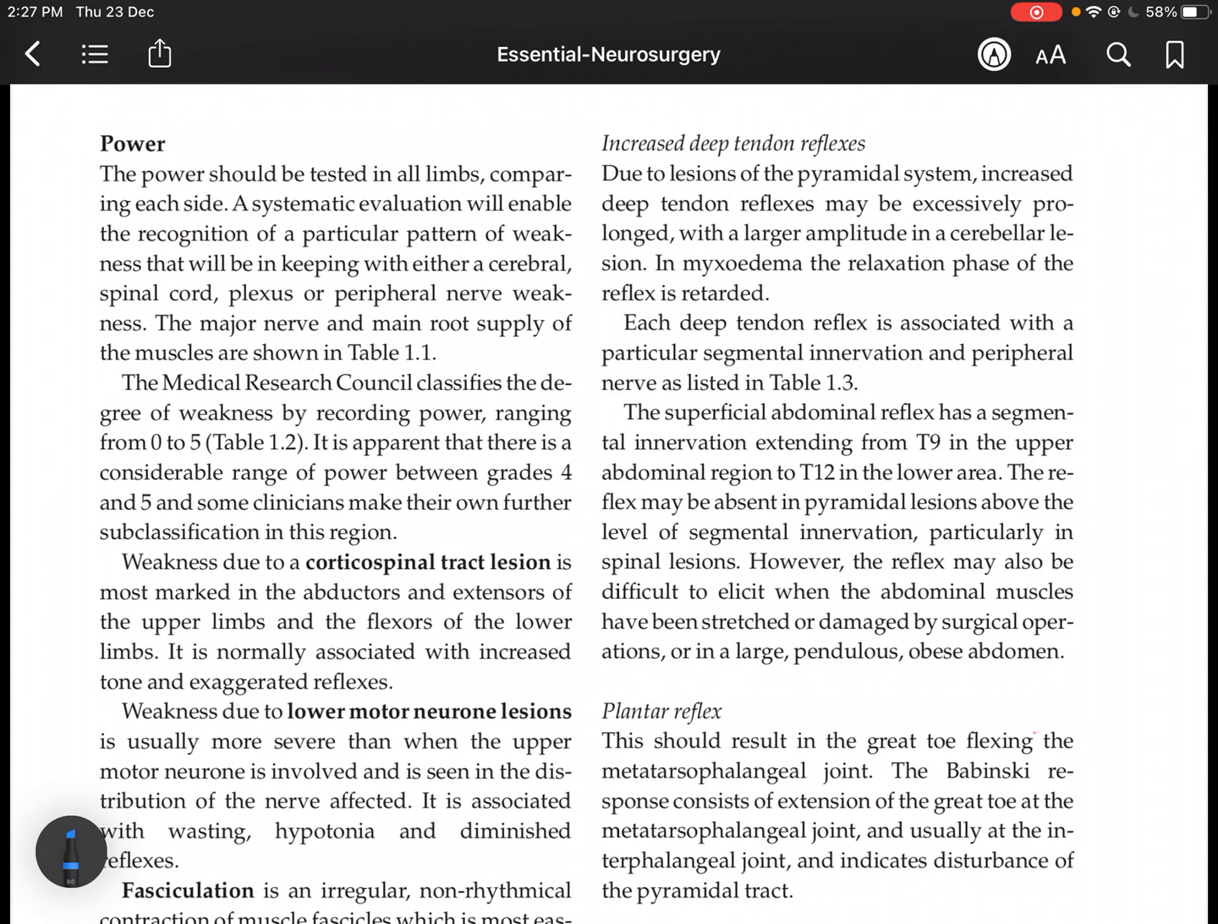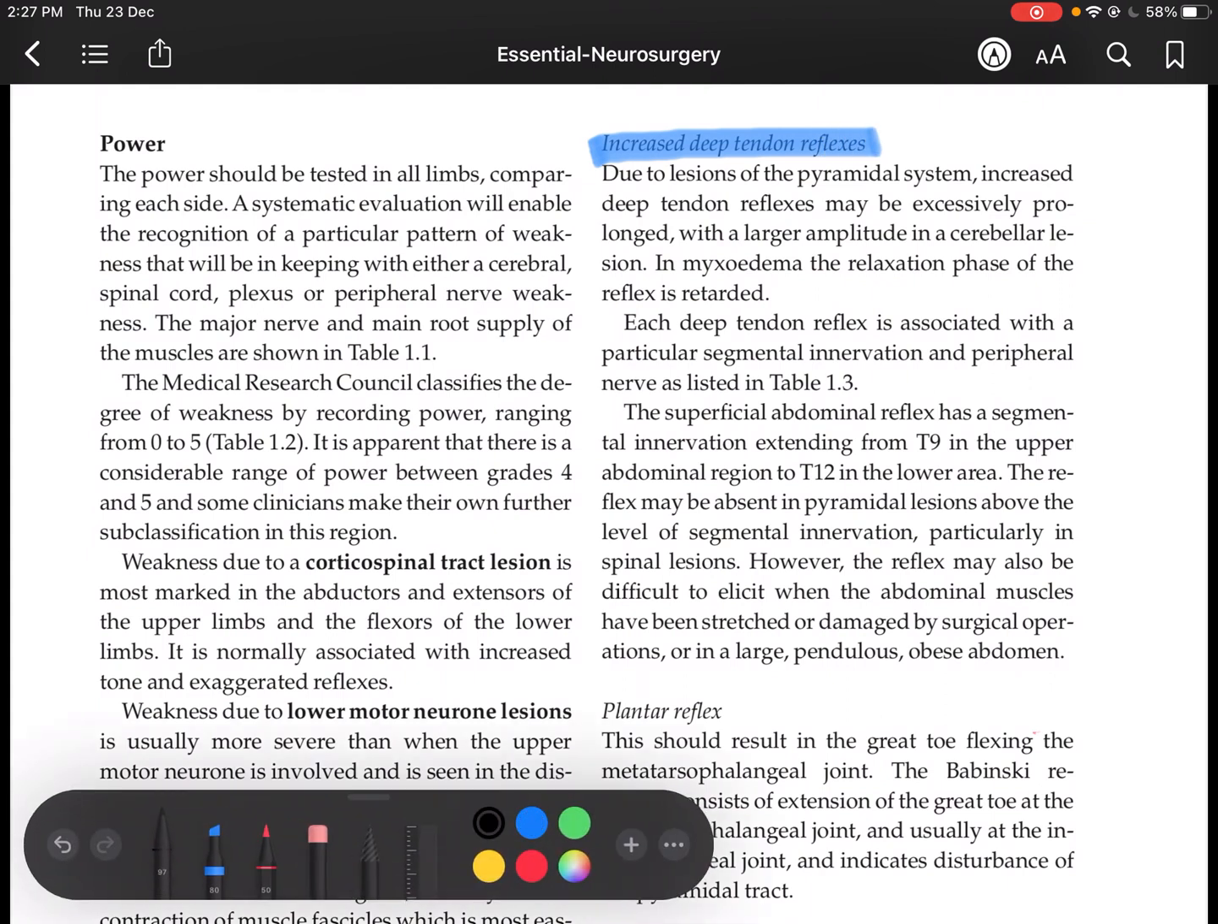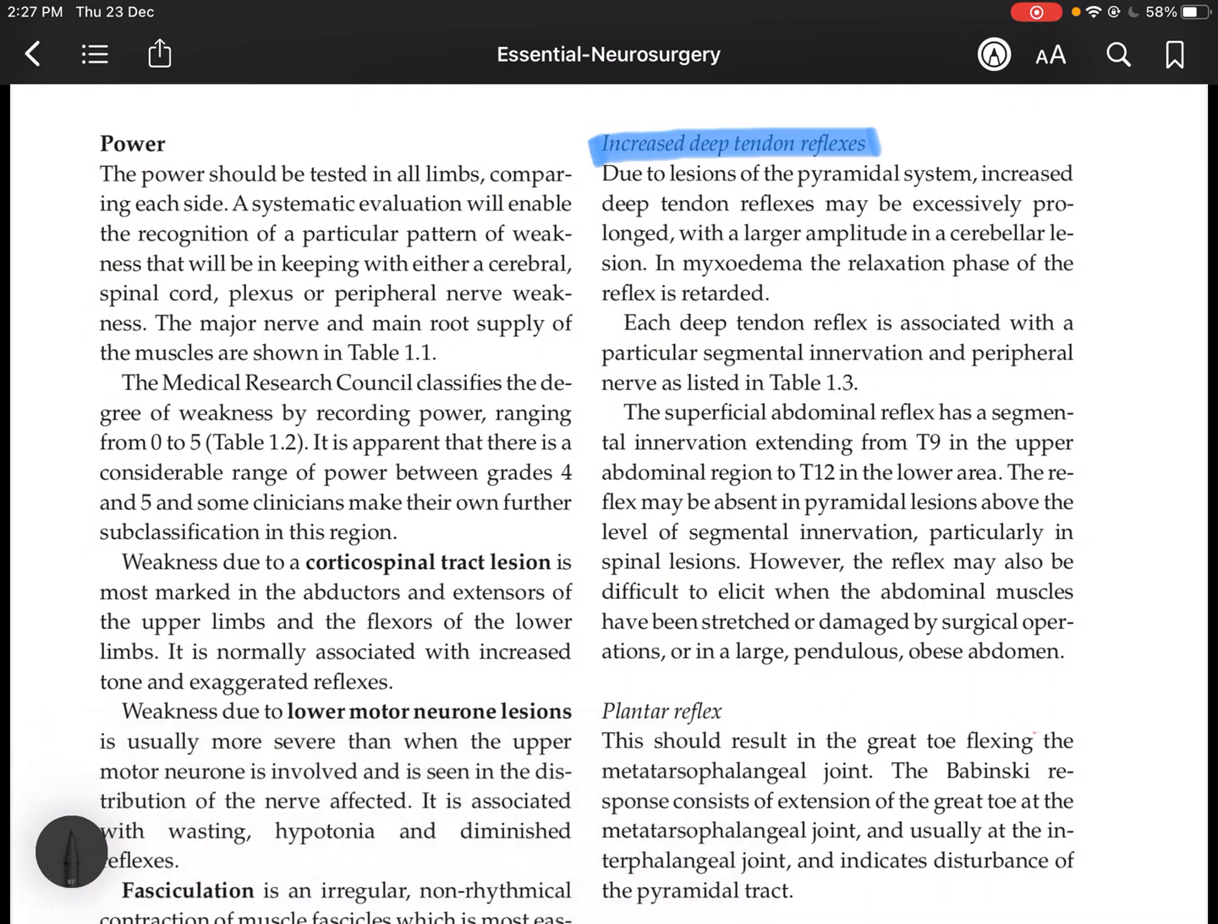Okay, now we come to the topic of increased deep tendon reflexes. Due to lesions of the pyramidal system, increased deep tendon reflexes may be excessively prolonged, with a larger amplitude in cerebellar lesions. In myxedema, the relaxation phase of the reflex is retarded.